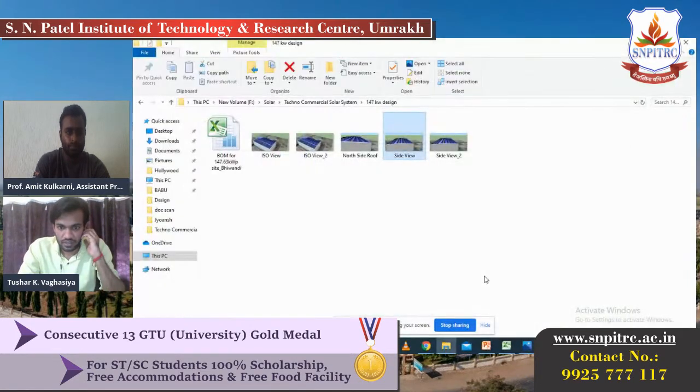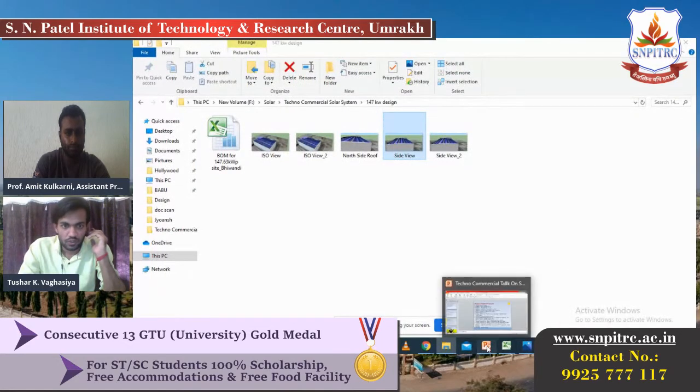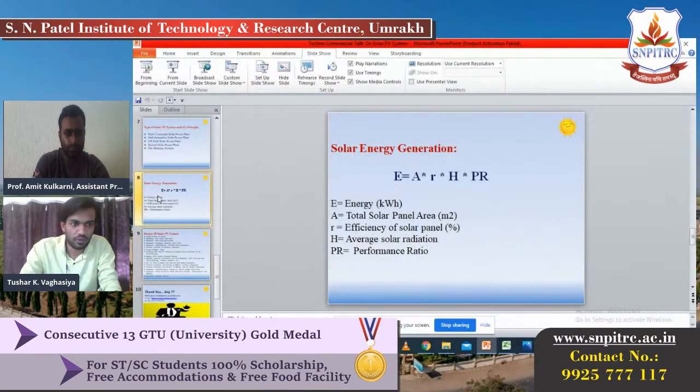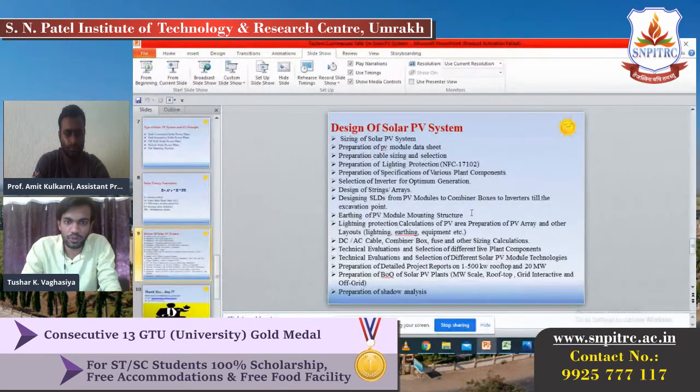Here are some pictures of that. So if you want to design a power plant, or anything, you have to take all these factors into account whenever you design, right?